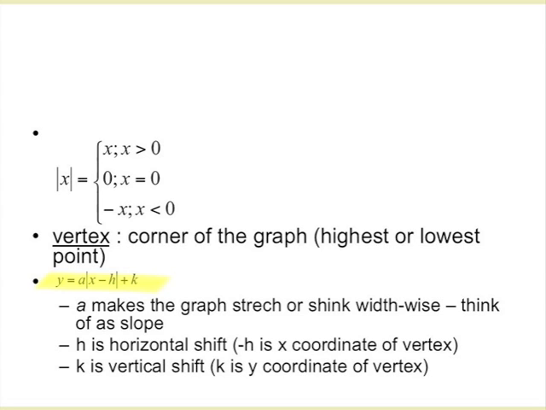An H is a shift value horizontally. Something that's inside with the X will shift horizontally, but it goes backwards. Okay? This should actually say positive H because the equation is already subtraction, so that should actually say positive H. But H is a horizontal shift, and it's important to know that the horizontal shift happens backwards of what it looks like it should be. A number added or subtracted outside of the absolute value will be a vertical shift, moving the graph up or down the amount that it says.